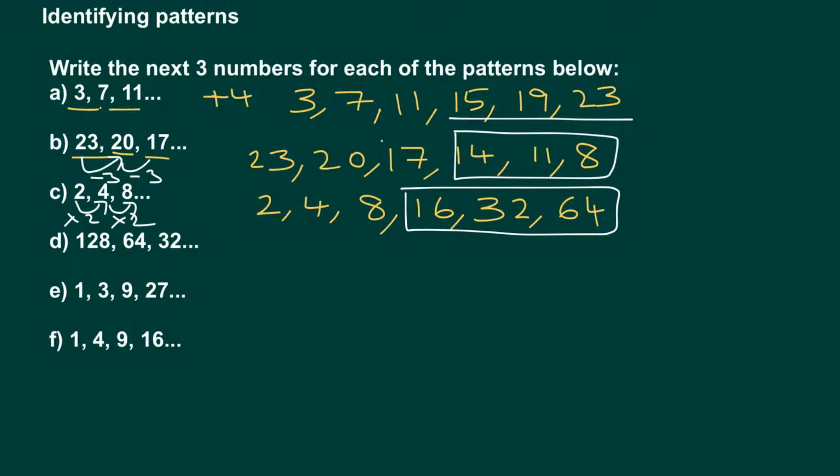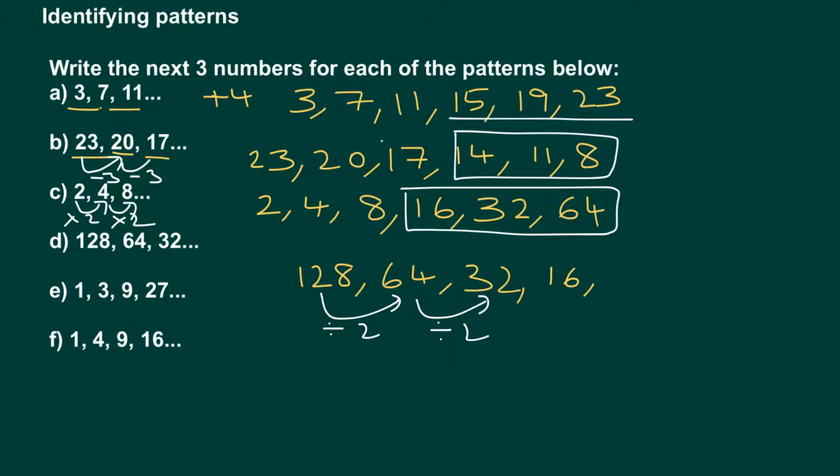Alrighty, let's have a look at part D. We have 128, then 64, and then 32. If we notice, each of these numbers is simply getting halved each time. So 32 divided by 2 is 16, 16 divided by 2 is 8, 8 divided by 2 is 4. So 16, 8, and 4 are the next 3 numbers in this pattern.